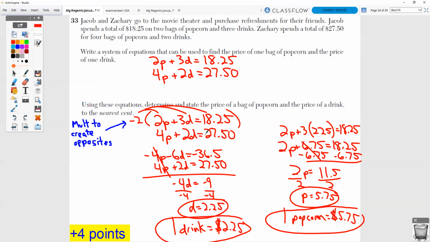Take that cost of the drink. I could either sub it into here or here for the d's, into my original equations. I chose to sub it into the top equation. I don't know why, I just did.